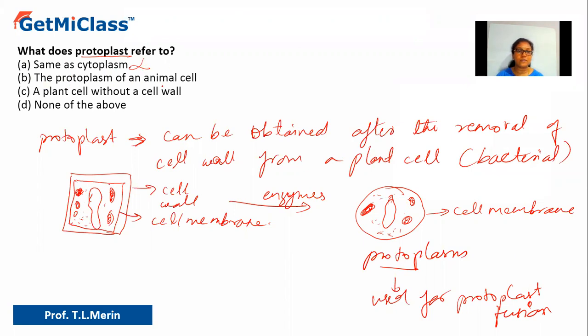Option B, the protoplasm of the animal cell. In an animal cell, we don't call it protoplasm because that is the cell itself. No cell wall is present. It doesn't have a cell wall. So that is a cell. We cannot call it a protoplast. Hence it is ruled out.